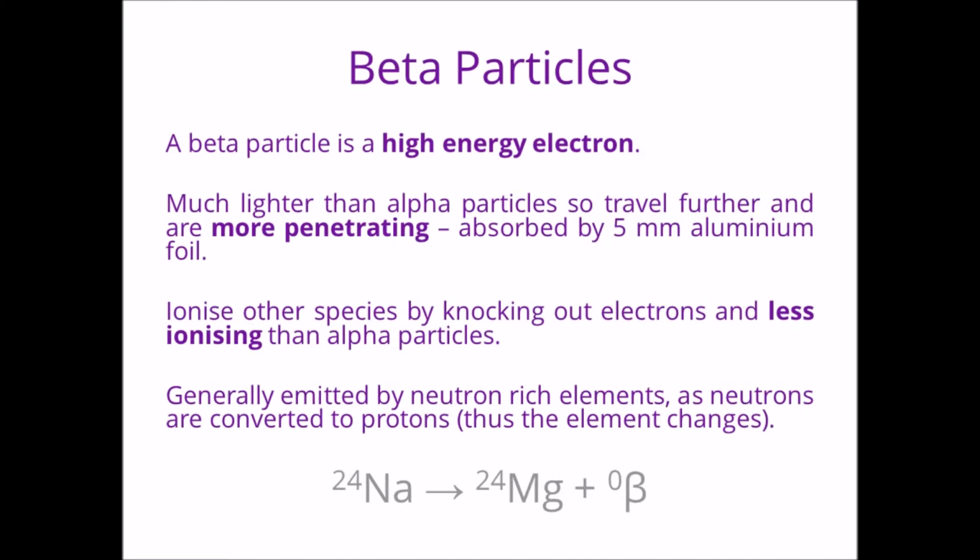They're generally emitted by neutron-rich elements, as neutrons are converted to protons during the course of beta decay, and in doing so we change the element, as the element is defined by the number of protons. In this decay scheme at the bottom, we've got an isotope of sodium, sodium-24, decaying to magnesium-24 and spitting out a beta particle. Notice that the total number of protons and neutrons doesn't change, it remains at 24, although we are changing the number of protons. We've gone from 11 in sodium to 12 in magnesium as we spit out that beta particle.